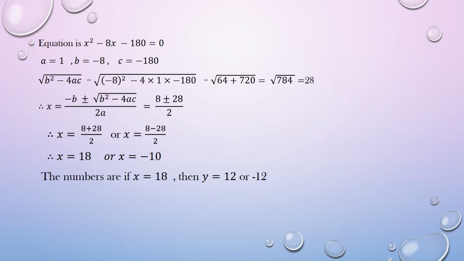Applying the quadratic formula, we have 8 plus or minus 28 by 2, which is equal to 18 or negative 10. Therefore, the numbers are 18. Then we can say y is equal to 12 or negative 12.